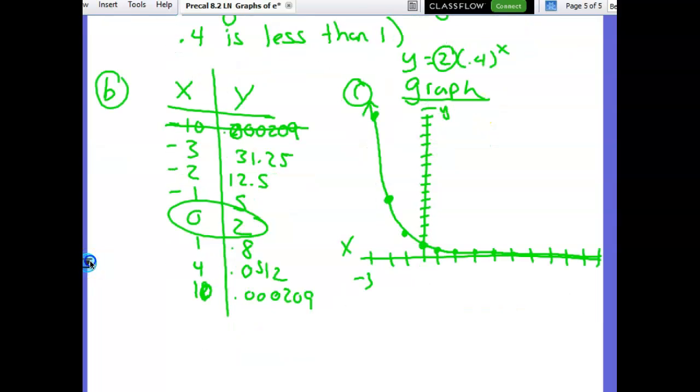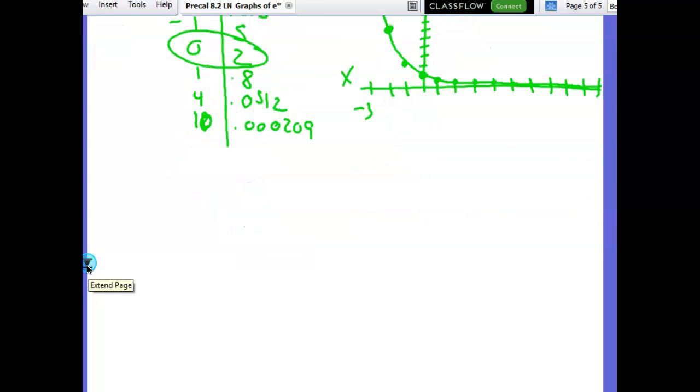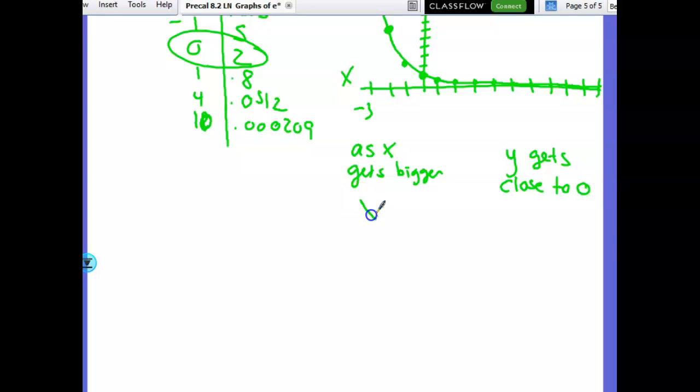All right. So we're gonna do the same thing here that we did last time. So as x gets bigger, y gets what? So as my x value is getting bigger and bigger, my y value is getting really close to what? 0. So I want you guys to fill in these blanks for me here. Give you a second.